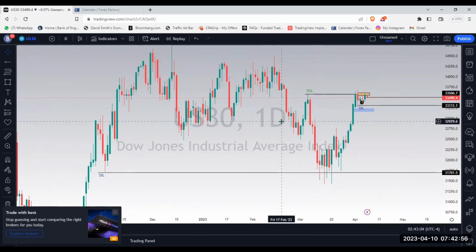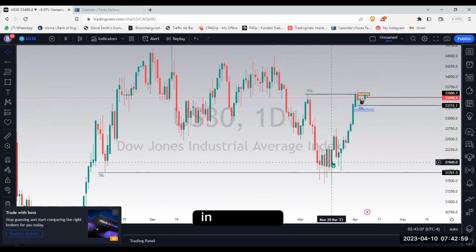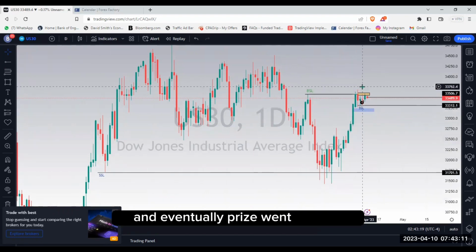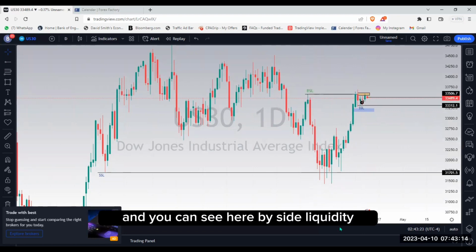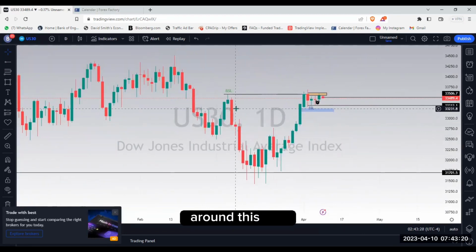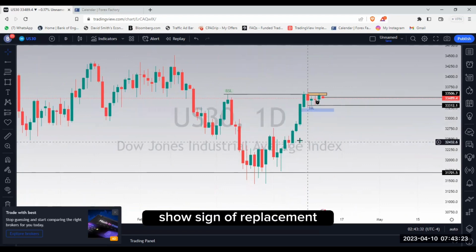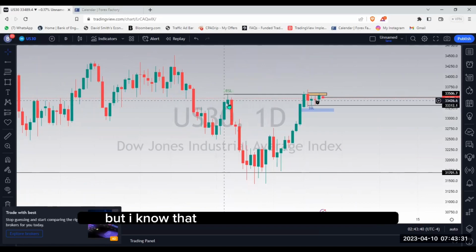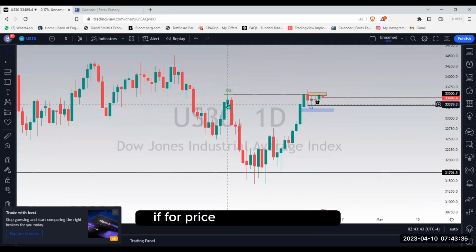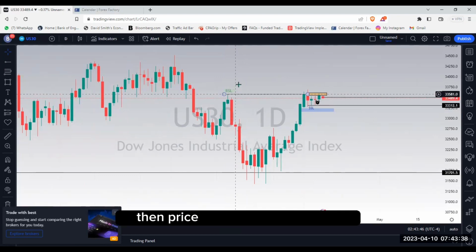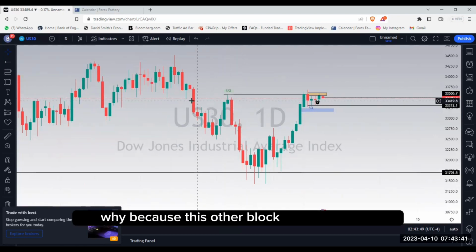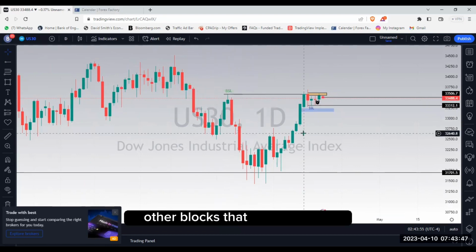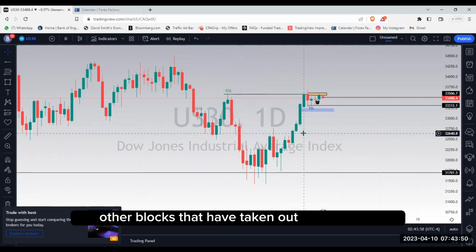Your sell stops. Now, price has taken some liquidity, like in your case, the sell side liquidity. So price has taken them and eventually price went up. All right. And you can see here, buy side liquidity. I was expecting price to show signs of retracement around this FVG, but no, price traded up until this what you can call an order block. But I know that this order block is an invalid order block. For price to get to this, price must grab the liquidity. Why? Because this order block didn't grab any liquidity before. I know that will sound strange, but order blocks that work are actually order blocks that have taken out liquidities.